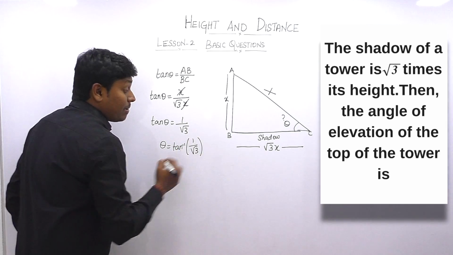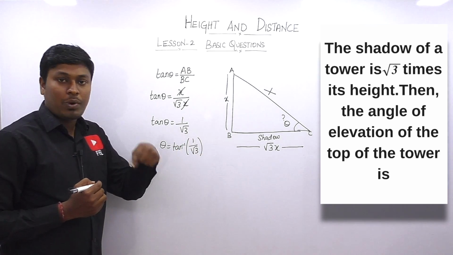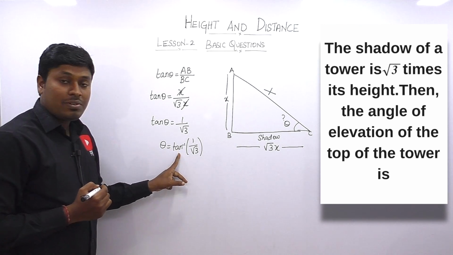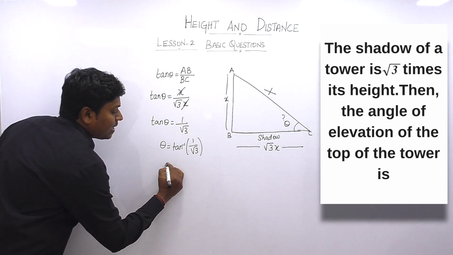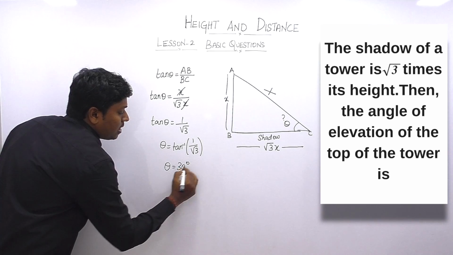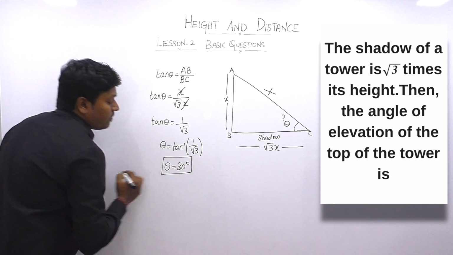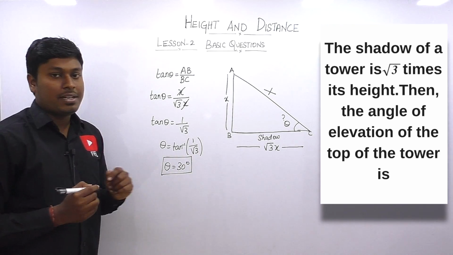So according to trigonometrical ratio, we know tan 30 will be 1 by root 3. So here theta is equal to tan inverse of 1 by root 3. So we can say that theta will be 30 degree. So finally we got the angle of elevation, where theta is equal to 30 degree.